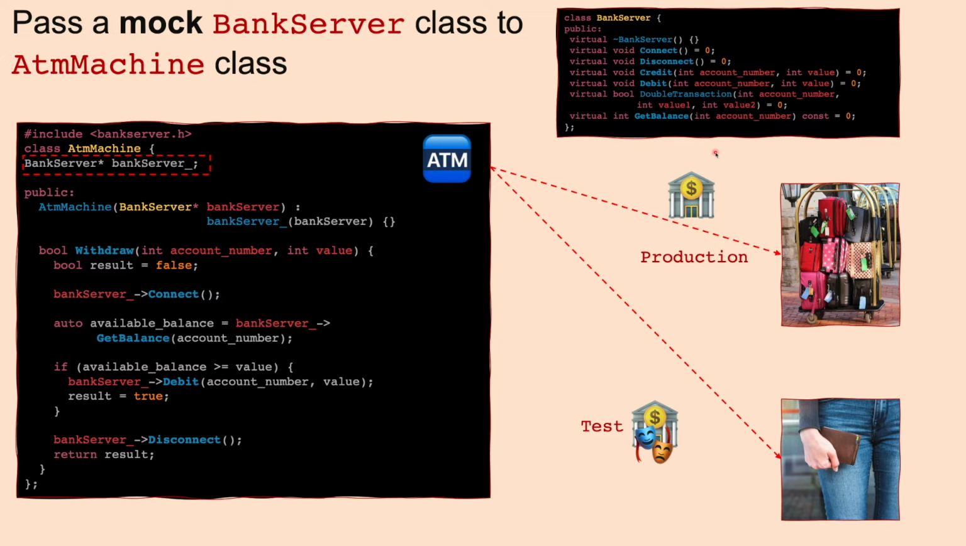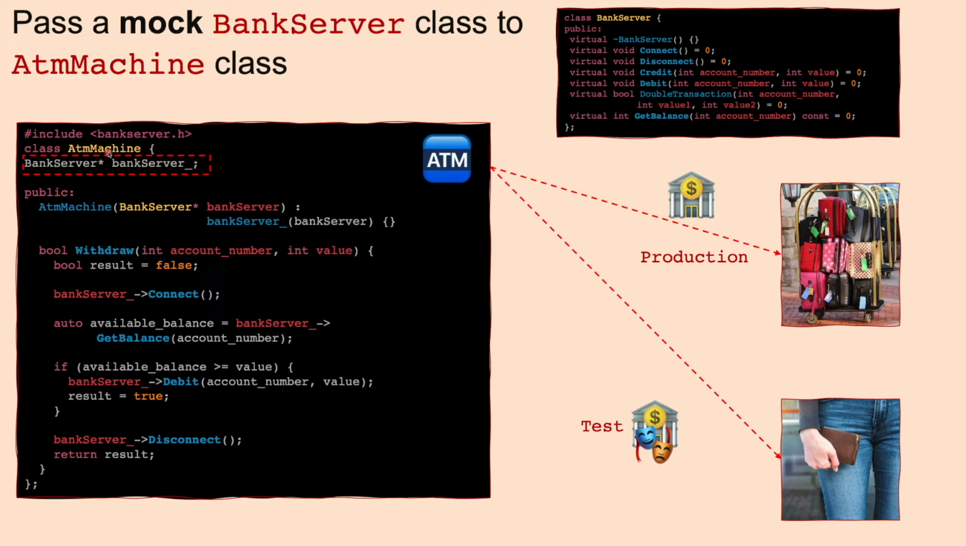Let's look at the big picture one more time. I have an ATM machine class. It has one member variable, a private member variable of this interface type. And the idea is to have two implementations of this abstract class. One is the real one that is used in production, comes with a huge baggage. And the other is another implementation, and that is used only for testing.